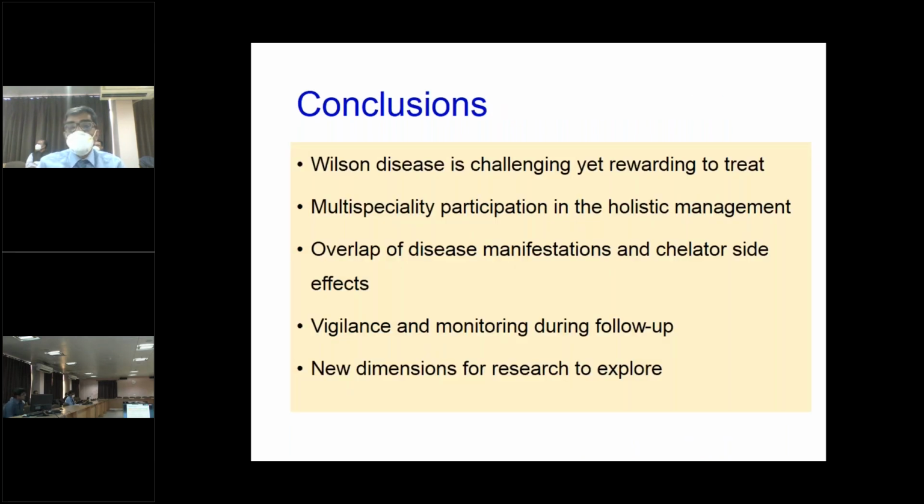So in conclusion, Wilson's disease is challenging, but it is very rewarding to treat, at least the hepatic part. Multi-speciality participation is there in the holistic management of this disease. As you can see, we've shown that the overlap of disease manifestation is there with the chelator side effects. And if we have proper vigilance and monitoring during follow-up, we have a long way to go. There are new dimensions for research to explore in this field, and I would invite everyone to suggest how we can take research further.